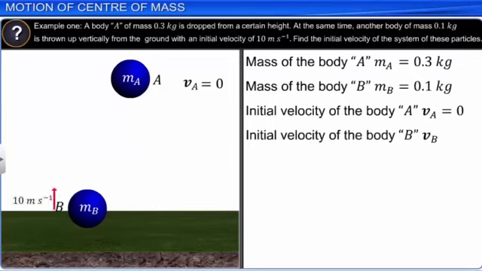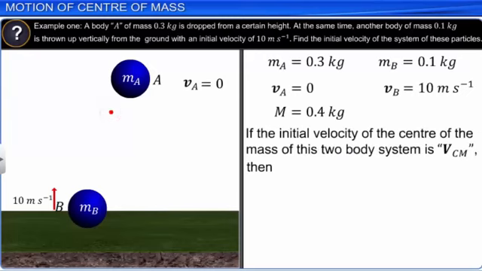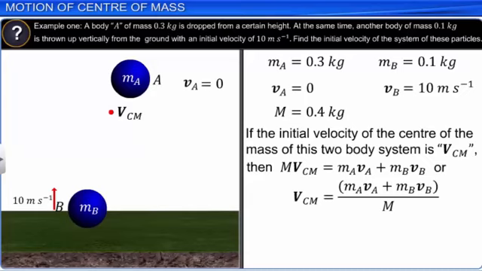Mass of the system of two particles m is equal to ma plus mb. That is 0.3 plus 0.1 is equal to 0.4 kilogram. If the initial velocity of the center of mass of this two-body system is vcm, then m into vcm is equal to mava plus mbvb, or vcm is equal to (mava plus mbvb) by m, which is equal to (0.3 into 0 plus 0.1 into 10) divided by 0.4, equal to 2.5 meter per second.